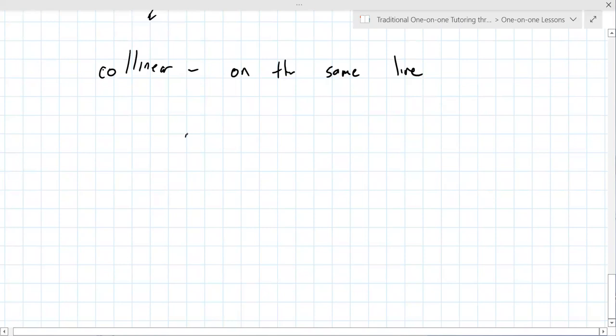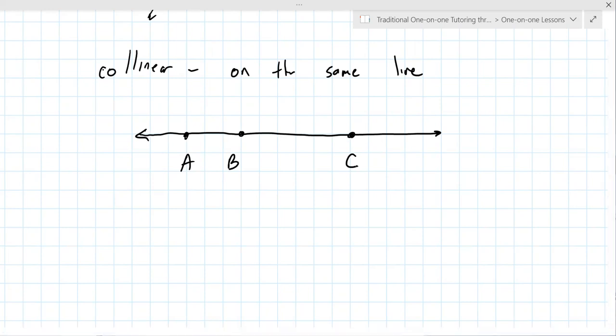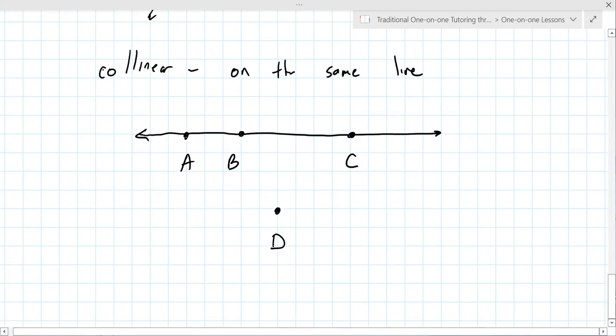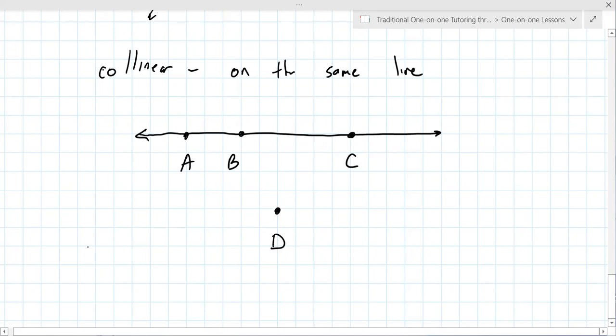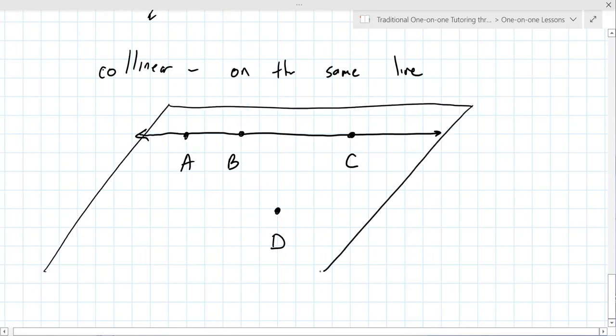So here's a point and here's a point, and they are collinear. Those points are collinear. This is also collinear. So that is collinear. But if I put a point over here, call it D, it is not collinear. Now what's interesting is that if I draw a plane here, all of these points, A, B, C, and D, are on the plane. Can you visualize that? But only A, B, and C are on the same line.